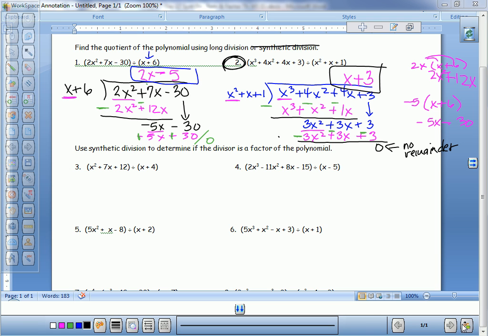Okay? So, to start synthetic division, we look at our factor, and we put the opposite right here, -4. Now, the reason we can do synthetic is because this divisor is just a binomial. It's a first power, and it has a leading coefficient of 1. That's when we use synthetic. So this is a great problem for synthetic. Then we take our coefficients and our constant. The coefficient of x squared is 1. The coefficient of x is 7. And the constant is 12.